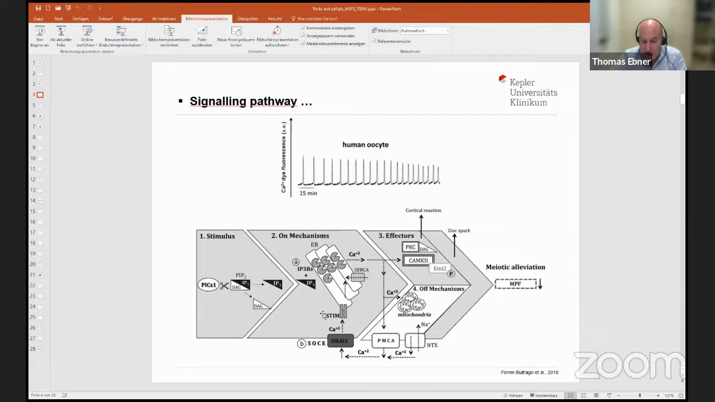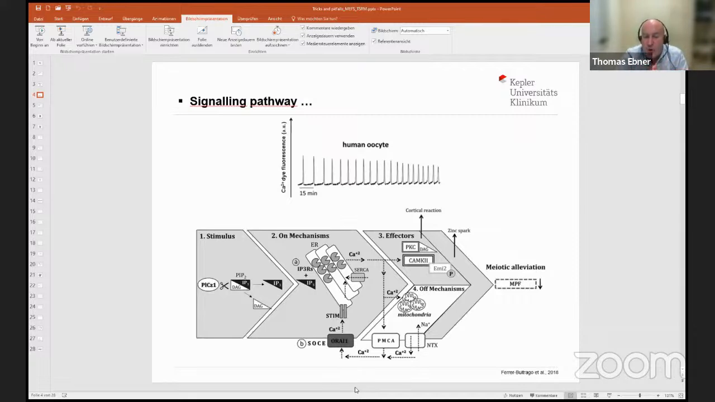It recruits calcium that comes into the cell. But this is only the on mechanism, so this is only one part of relevance. The oocyte also has to have a system to deal with depletion of calcium. If the calcium gets short, then definitely there are some mechanisms.